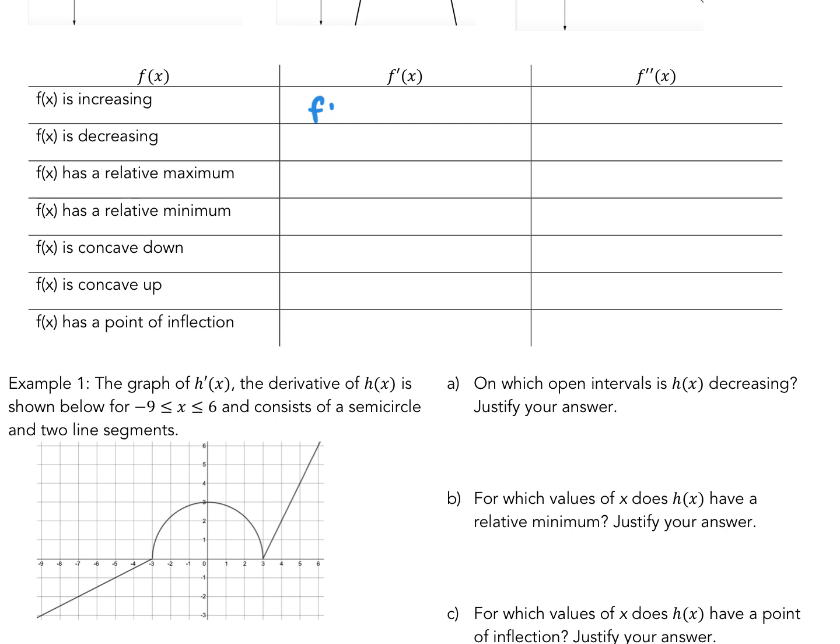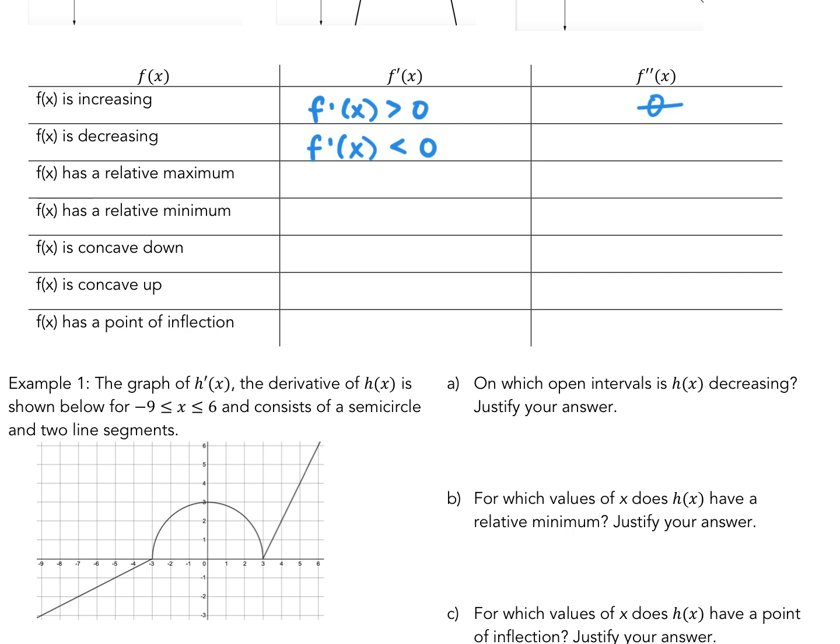F prime of X, and you can write the words "is positive," or you can use the mathematical terms. Now we cannot know that F is increasing with anything to do with the second derivative, so there is no rationale that you would connect for that. F is decreasing if or because F prime of X is negative.